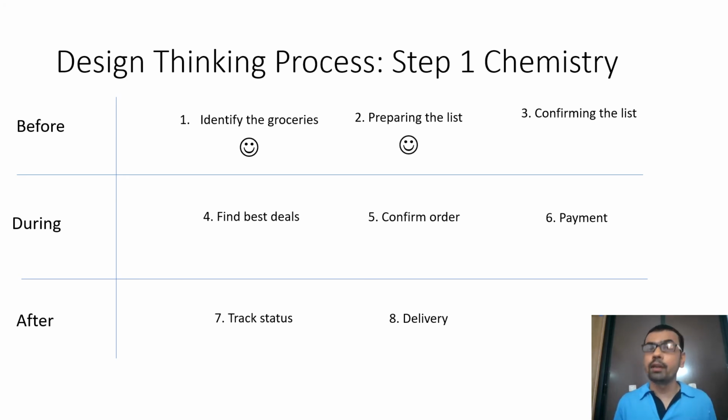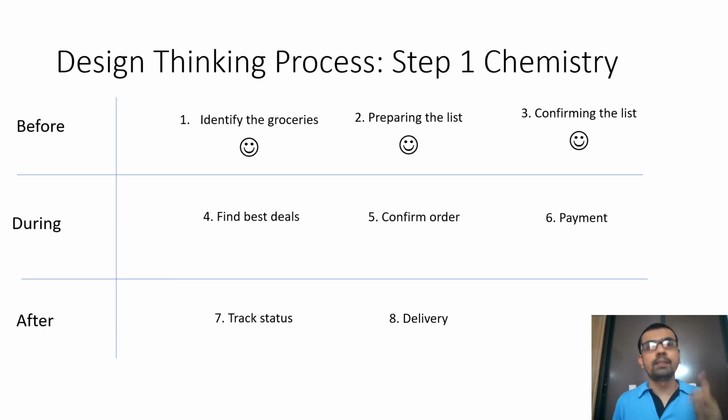So they are happy identifying, they are happy preparing the list as well, and they are happy confirming the list as well. These highs and lows we need to observe, or we need to write down during interview techniques or observation or diary study, anything. We need to write it down. We need to have the real customer interviews, and from there we can put these highs and lows.